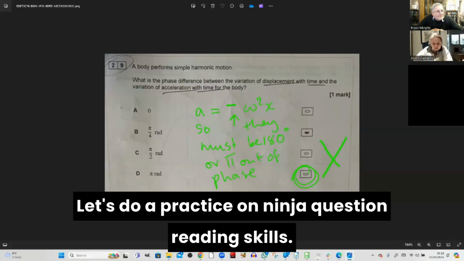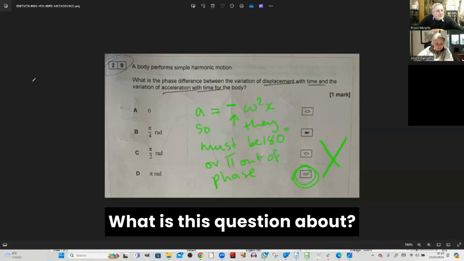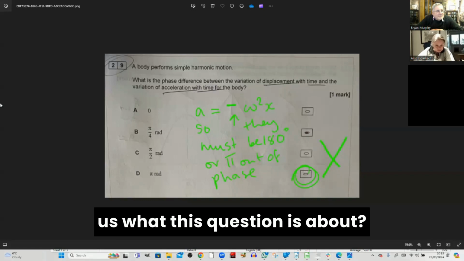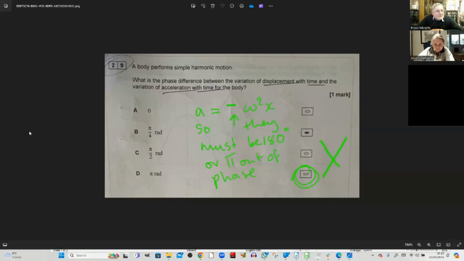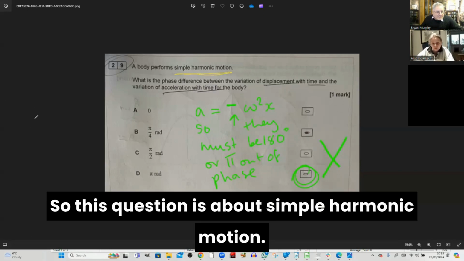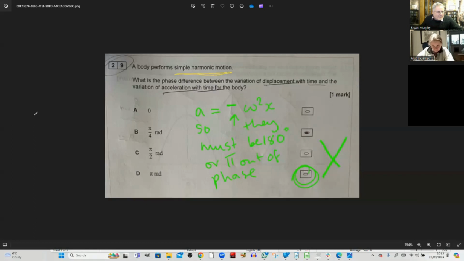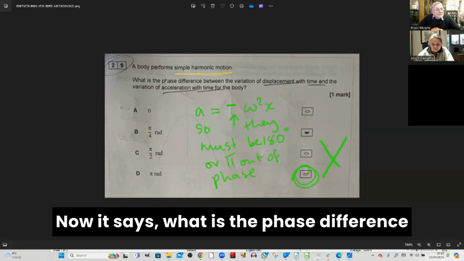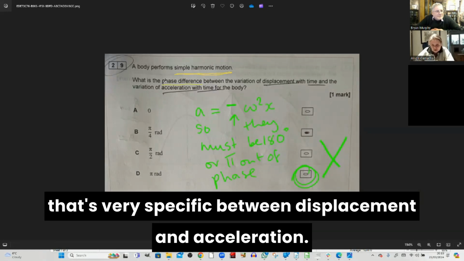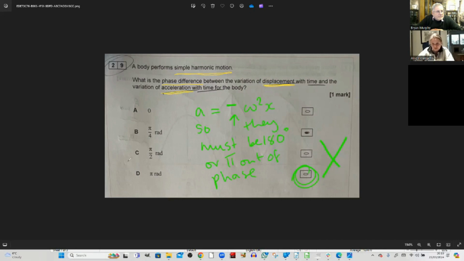So let's do a practice on ninja question reading skills. What is this question about? Where is the clue that tells us what this question is about? Can you see? There it is. So this question is about simple harmonic motion. Right, now it says, what is the phase difference, that's very specific, between displacement and acceleration?